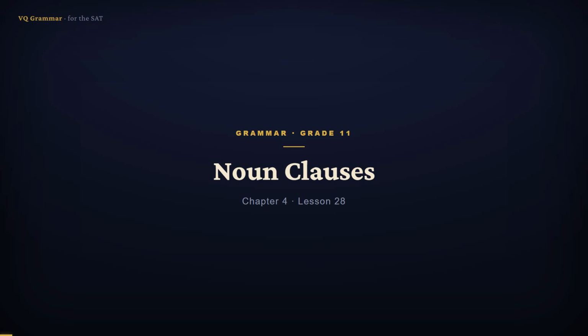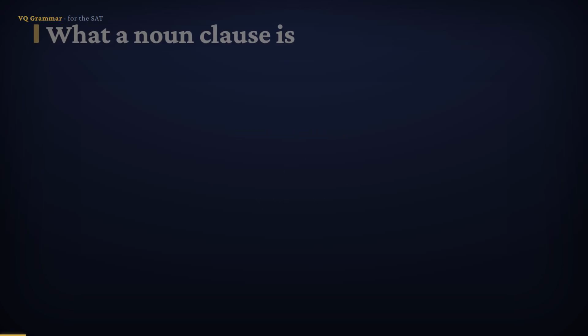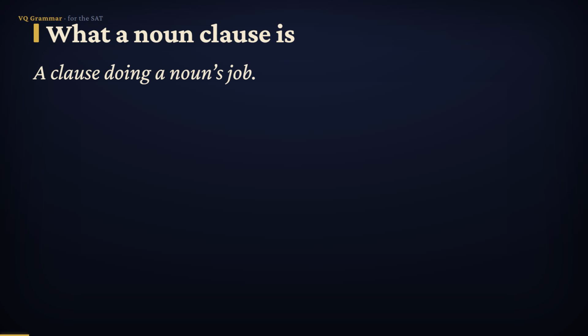We've seen clauses act as adjectives and adverbs. Today we meet the last clause type, one that acts as a noun, the noun clause. The last kind acts as a noun. A noun clause is a subordinate clause that does the job of a noun.